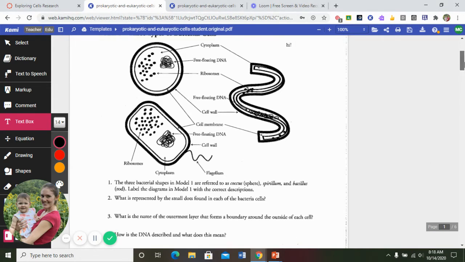What is represented by the small dots found in each of the bacteria? So you're going to go through, okay, here's some small dots, and look at that, an arrow pointing to them. Ribosomes. So you would write ribosomes for number 2.